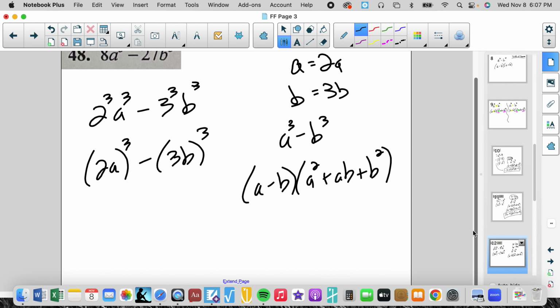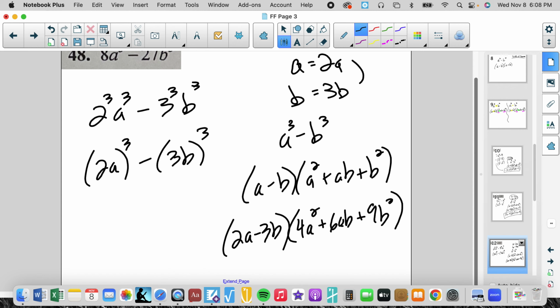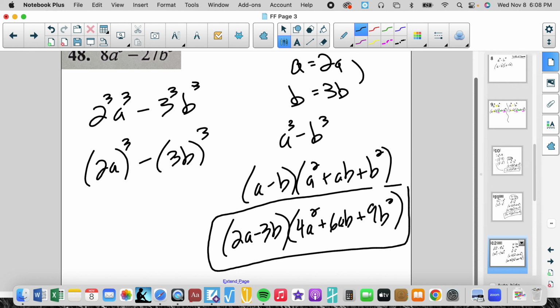So my a is 2a minus 3b times the quantity. 2a squared is 4a squared. Let's multiply. 2a times 3b is 6ab. And then 3b squared is 9b squared. Oh yeah. If you did that problem that fast, you are pretty good.